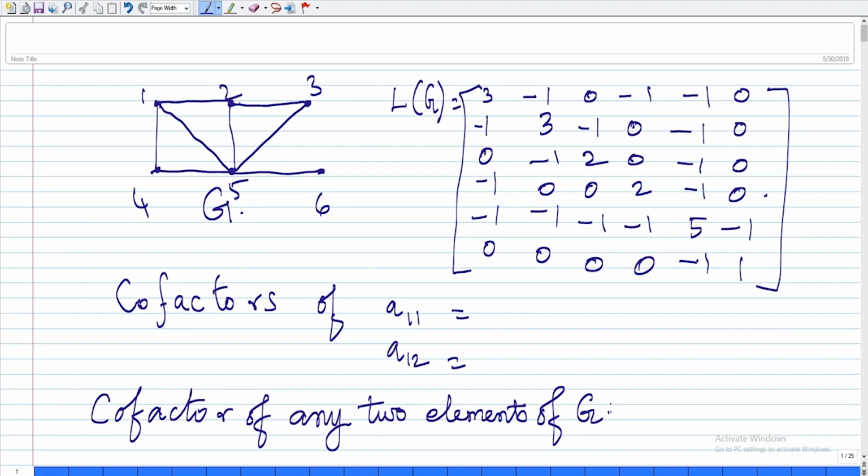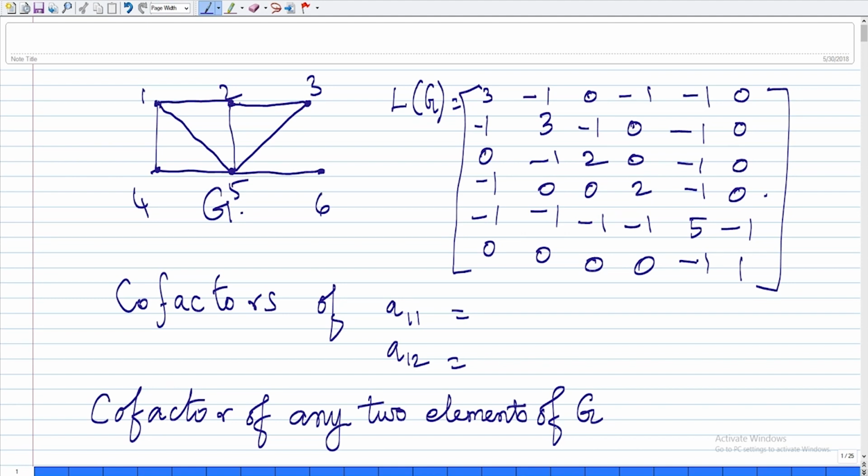maybe if you find it too difficult, one half you can do for A11 and the other half try for A12. I leave this as an exercise for you to fill up, and see that if you take the cofactor, especially for the Laplacian, the cofactor of any two elements in the matrix you take have the same value. That's the beauty of the Laplacian.